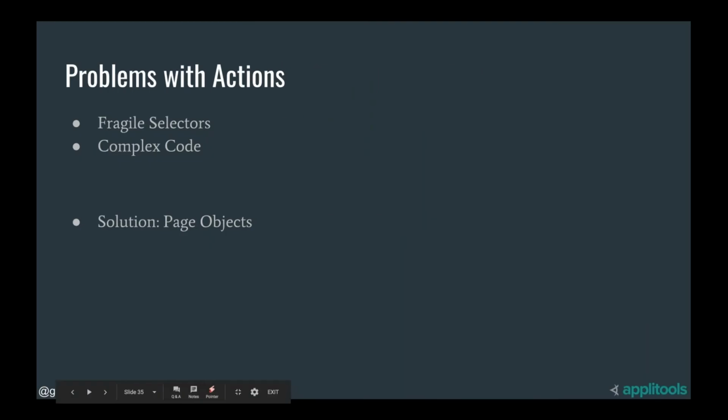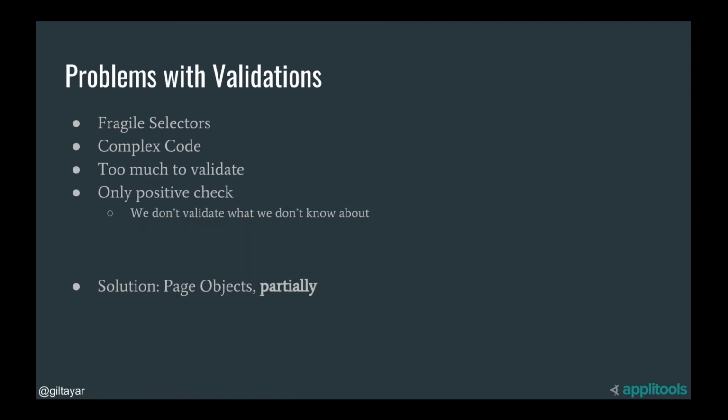Now, we've seen the problem with the actions, the fragile selectors problem, and there's a lot of complex code going on. And we found a solution, page objects. It's not a perfect solution, but it's usually good enough. The big problem from my point of view is the validations. The validations also have a fragile selectors problem. They have a complex code problem, a lot of complex code, and much, much more than the actions. And there's too much to validate.